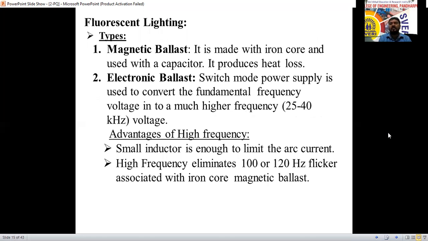There are two types of ballasts: one is magnetic ballast, another one is electronic ballast. Previously we were using the magnetic ballast only, that is the tubes that have the bigger one. In first year, some universities have kept practicals for that also, so you can check that one. Previously, I will give an example.